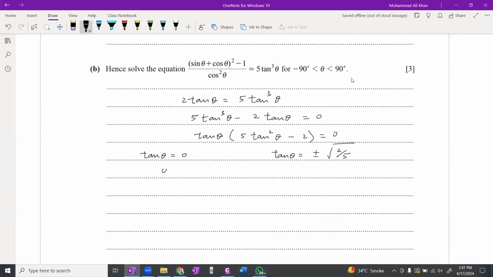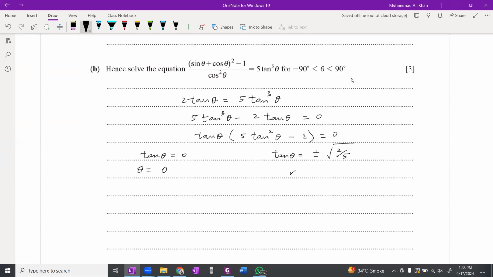0, 180, but we don't have to go up to 180. So as it is, the range is only up to 90. So 0, 180, minus 180. But according to the first equation, we only have to consider the angle 0.